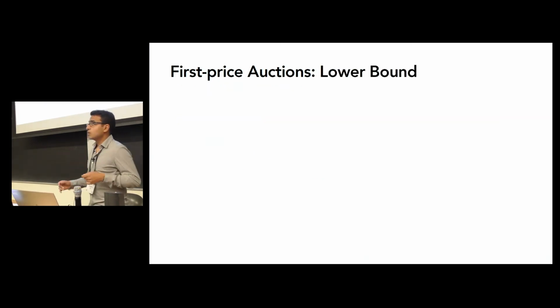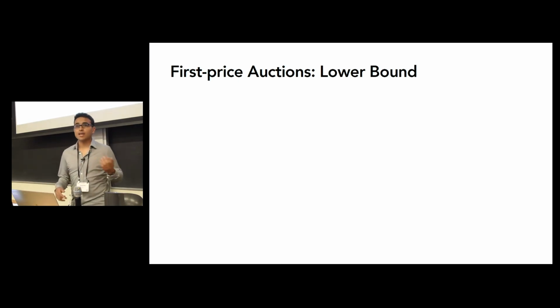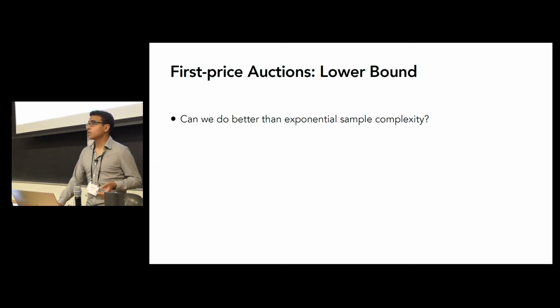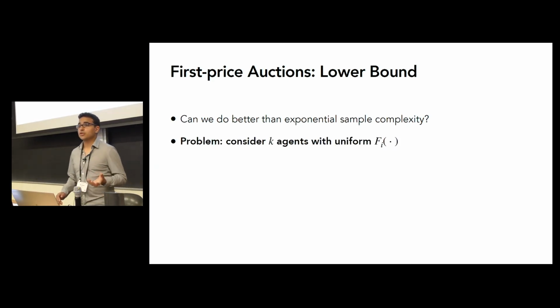OK, so we might not be super happy about paying something that looks like epsilon to the k, where k is the number of agents, because that's going to grow really fast in the number of agents. So the question is, can we do better than this exponential sample complexity? And it turns out there's a really good reason why we can't.